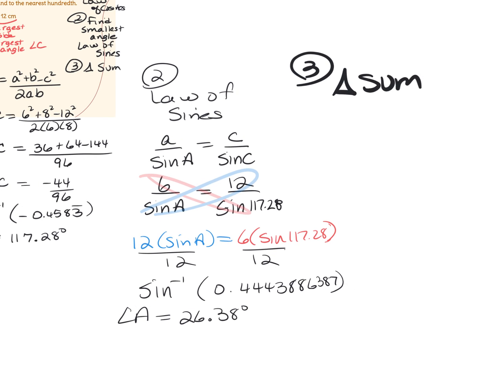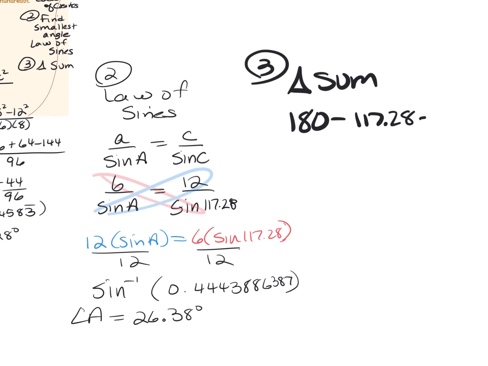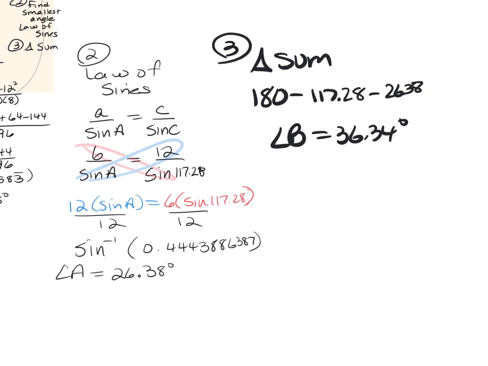So I'm just going to do 180 minus the first angle I found. And again, it doesn't matter the order you subtract. So minus 117.28 and then minus 26.38. If you'd rather add the two angles and then subtract from 180, you can do that as well. And then my last angle was angle B. And angle B is going to be 36.34 degrees.